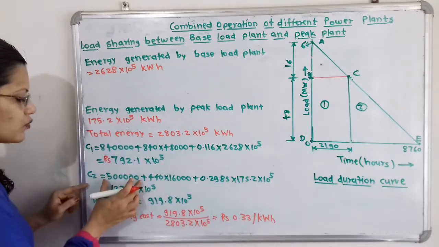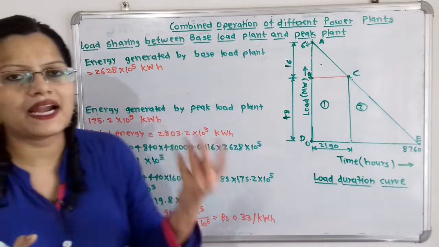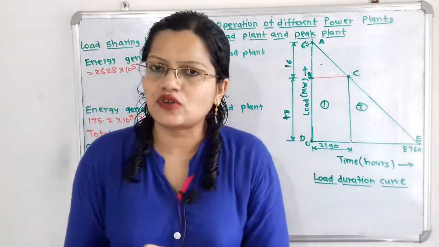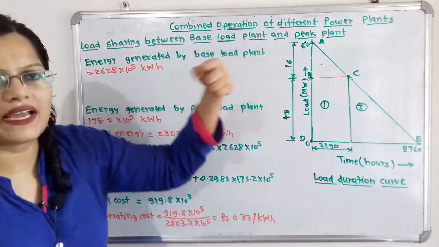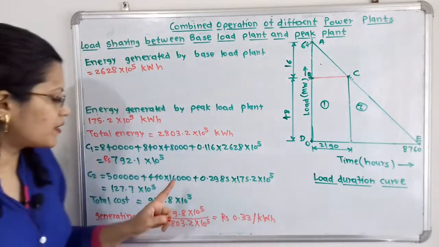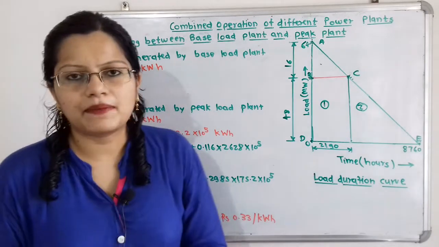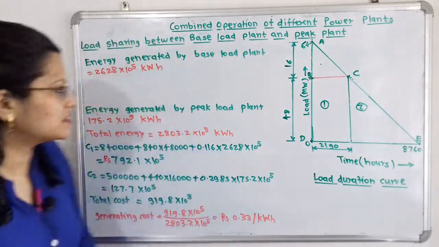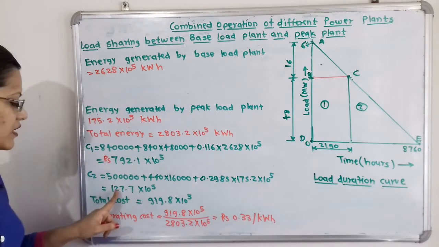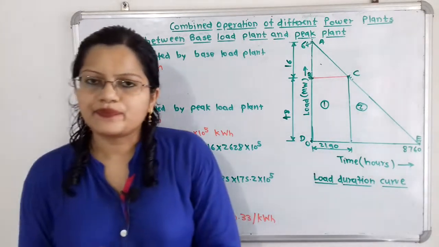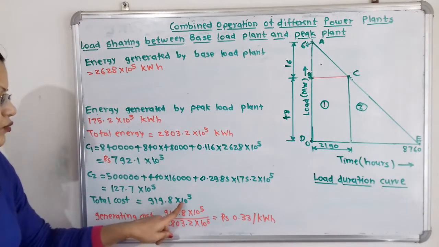Then we will move for the second. So C2 is equal to 5 lakh is the fixed part. So we will take as it is plus 440 multiplied by kilowatt. So this kilowatt is nothing but installed capacity. So if we observe in this diagram, it is 16 megawatt, but we have to take in kilowatt. So we will multiply here with 16,000 plus 0.2985 multiplied by kilowatt hour, that is the energy generated, that is 175.2 into 10 raised to 5. So when we solve this, we will get 127.7 into 10 raised to 5. So what is the total cost? That is C1 plus C2, that is equal to 919.8 into 10 raised to 5.